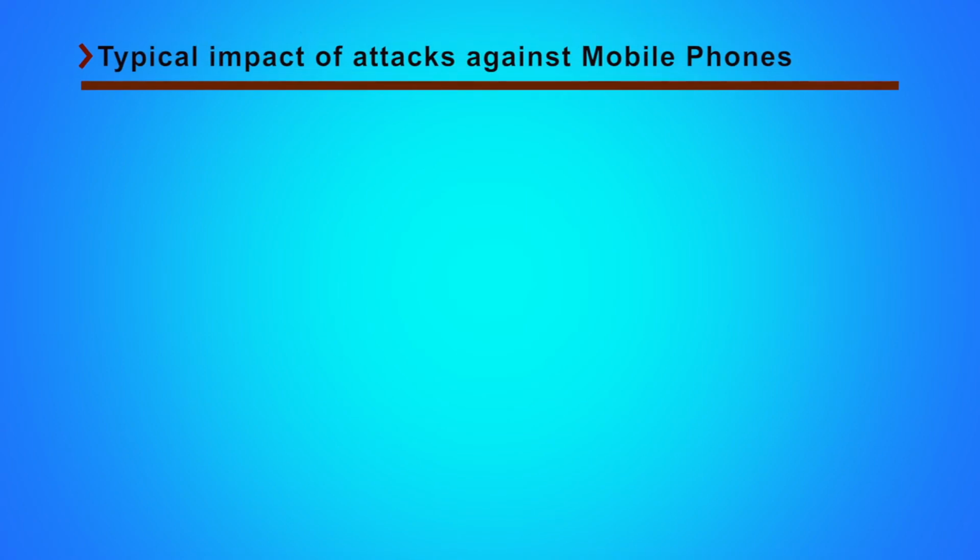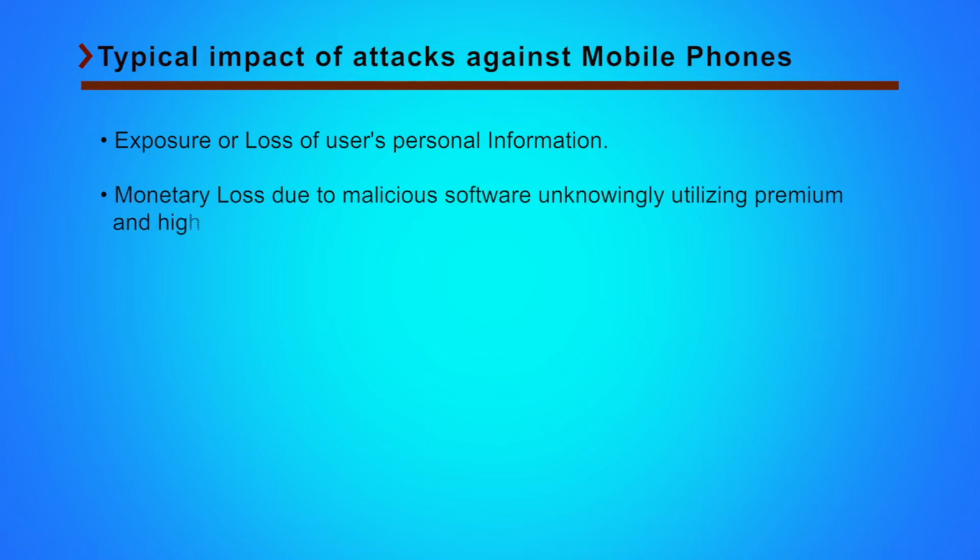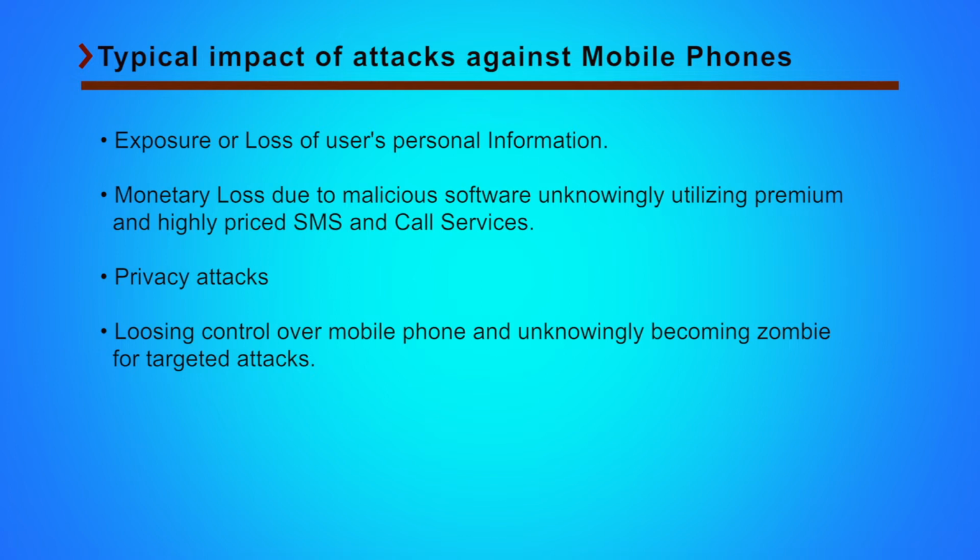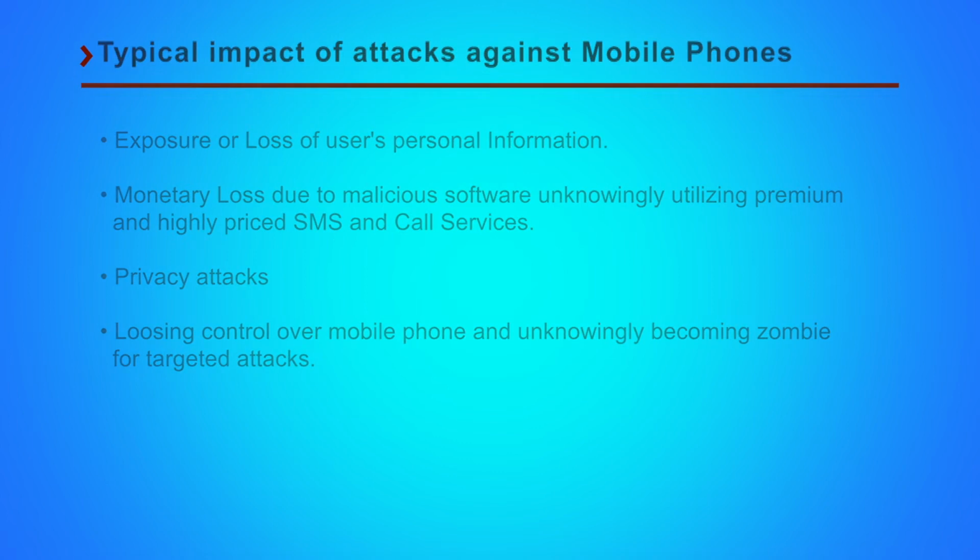Typical impact of attack against mobile phones are exposure or loss of users' personal information, data stored or transmitted through mobile phone, monetary loss due to the malicious software unknowingly utilizing premium and high-priced SMS and call services, privacy attacks, which includes the tracing of mobile phone location along with the private SMSs and calls without users' knowledge, losing control over mobile phone and unknowingly becoming zombies for targeted attacks.